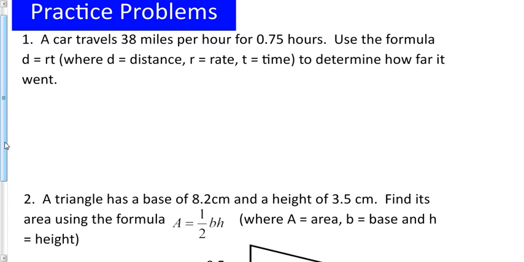So in this first one, a car travels 38 miles per hour for 0.75 hours. I want to use the formula D equals RT, where D is the distance, R is the rate, T is the time, to determine how far it went. First, I'm rewriting the formula. Then I'm substituting. R, the rate, is 38 miles per hour, and the time is 0.75 hours.